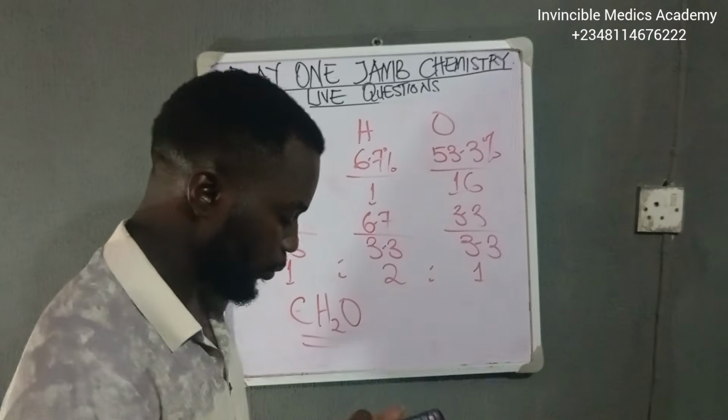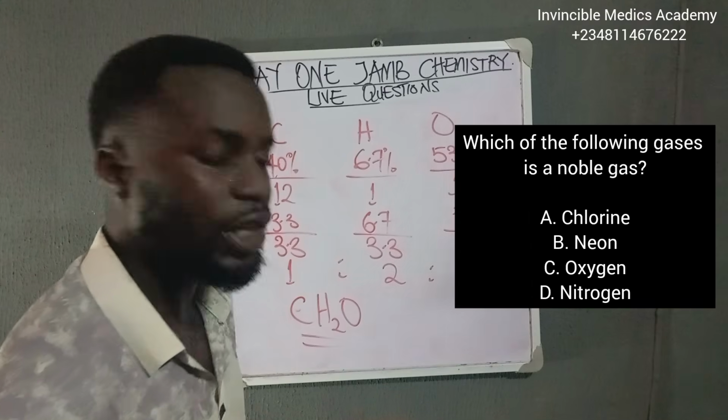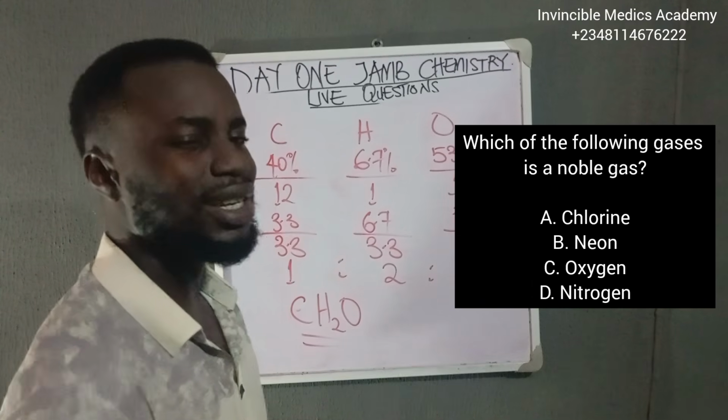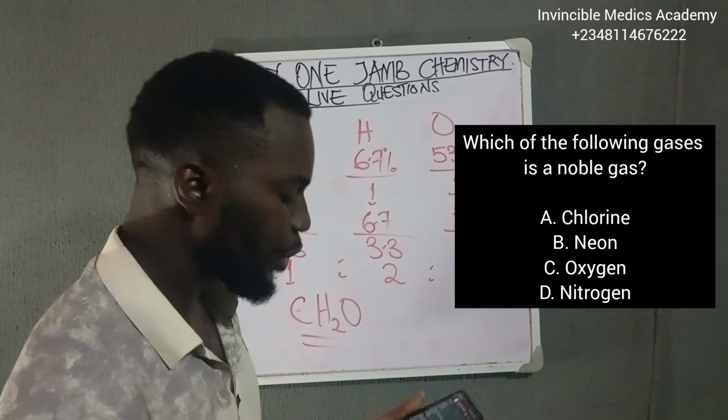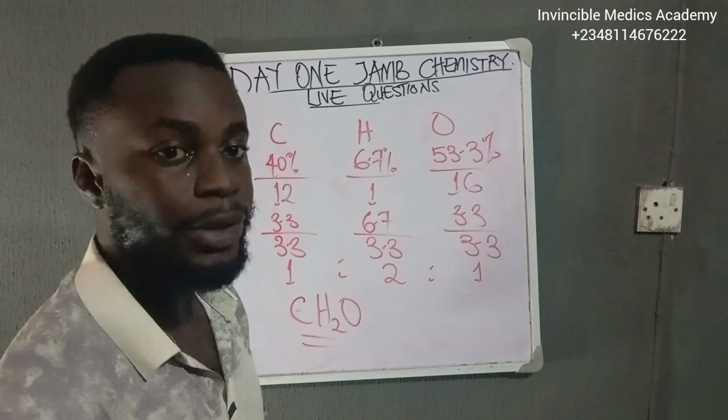Alright, let's move. Question 7. Which of the following gases is a noble gas? This is one of the easiest questions. Option A, chlorine, B, neon, C, oxygen, D, nitrogen. The correct answer is neon.